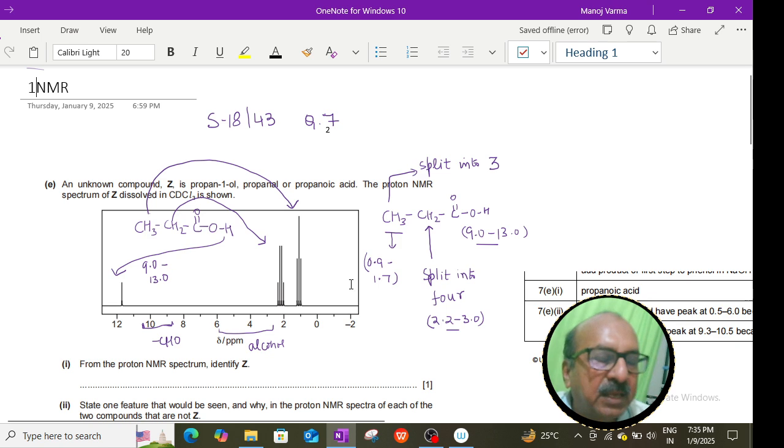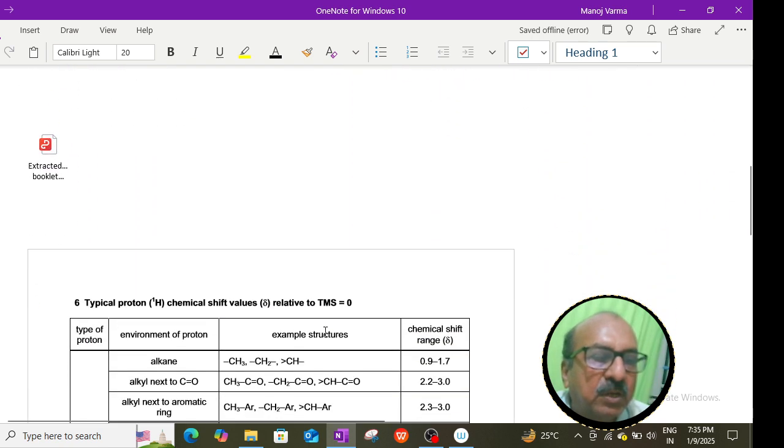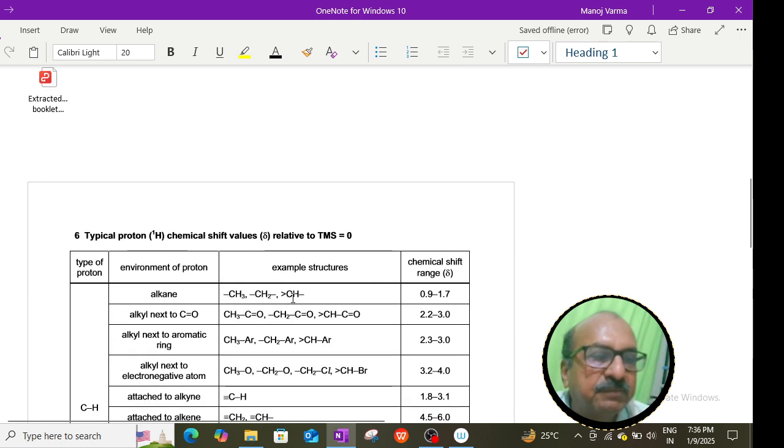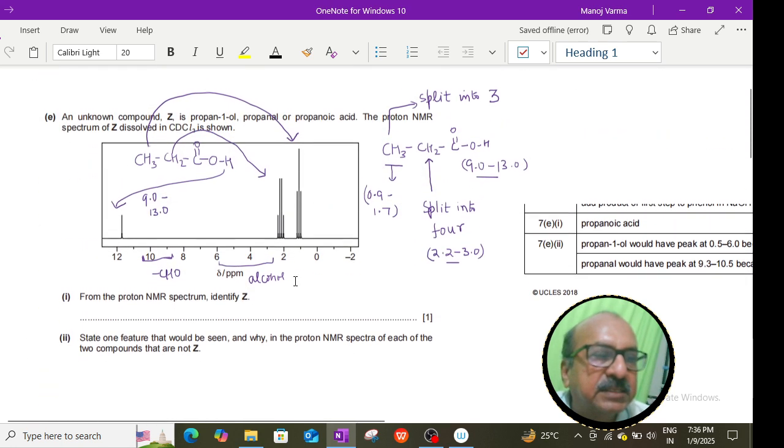Obviously you need to look at the data booklet, or the data will be provided, and we have to look at the delta values. These delta values are called the chemical shifts, and I assume that you know a basic idea about chemical shifts, but basically you have to look at the table of chemical shifts which will be provided to you, and you have to look at the signals. So these are the signals that you can see.